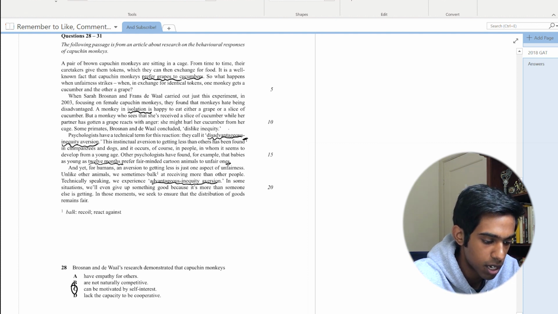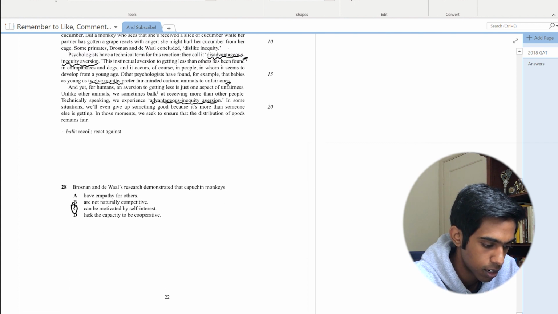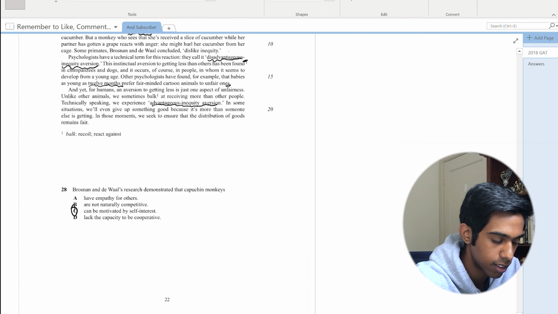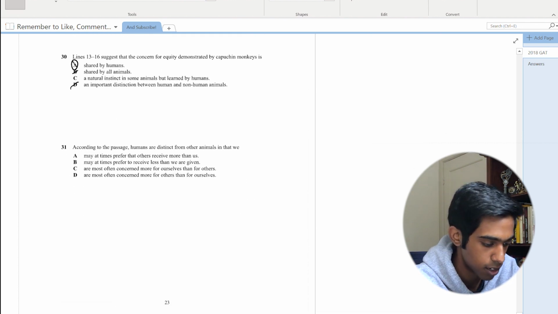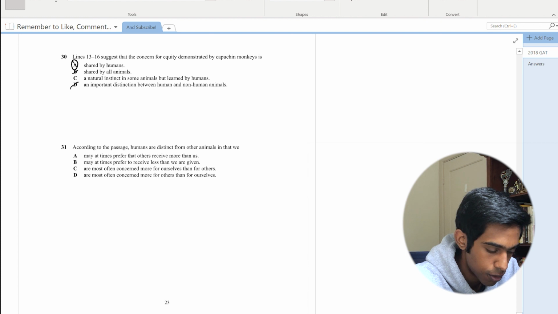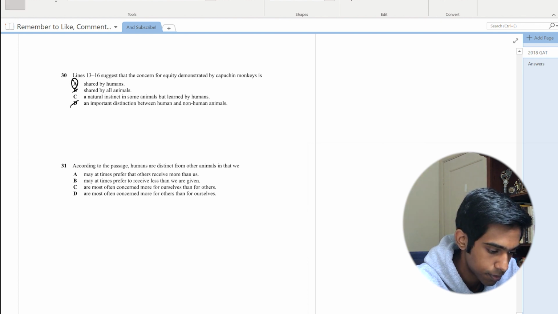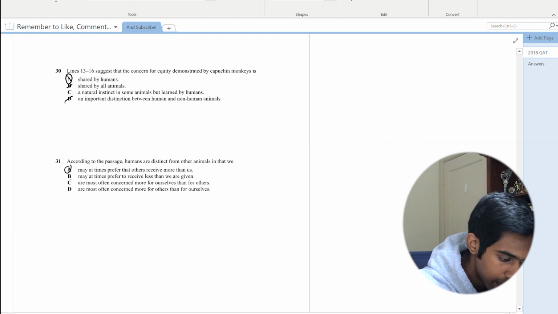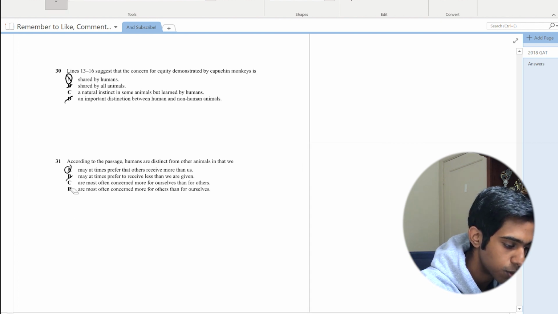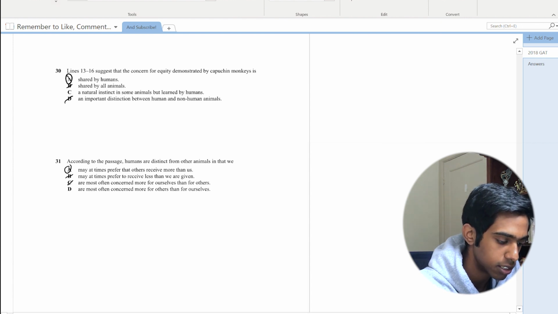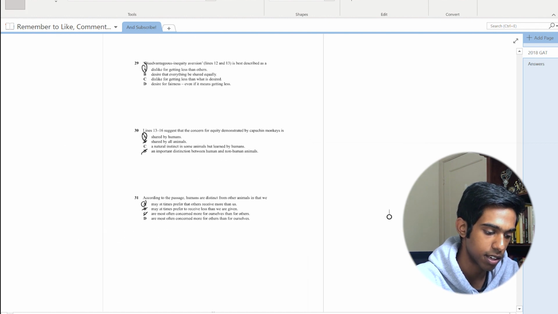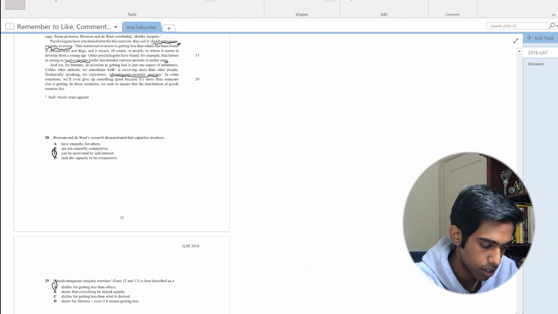Unlike other animals, we sometimes recoil or balk, react against receiving more than other people. Okay, so that's the unlike other animals part. So humans are distinct from other animals in that we may at times prefer that others receive more than us. So that might be A. It's definitely not receive less, because it's all about other people, like the relationship. It's not more for ourselves, so it's either A or D. I think it's A.